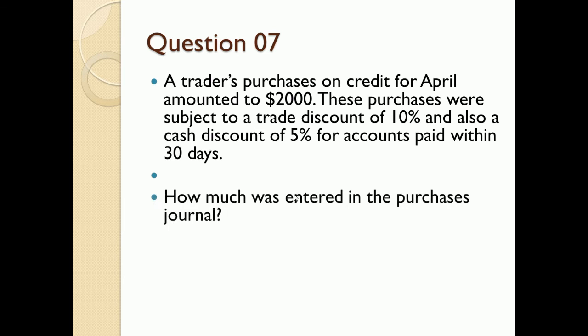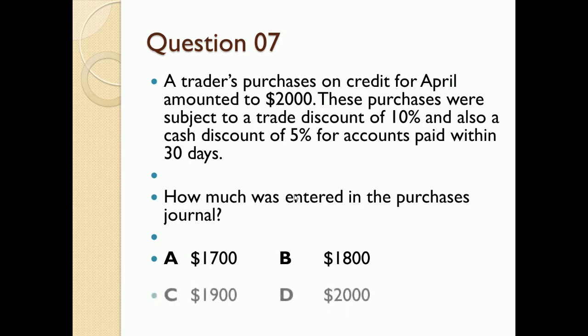So how much was entered in the purchase journal? Option A 1700, B 1800, C 1900, or D 2000. So after discount, definitely the amount will not be 2000. So D should be disregarded, and as payment is not being made yet, there is no question of cash discount over here. But you have to calculate your trade discount, that is 10% of 2000. And boys, guess what could be your answer? That is B.